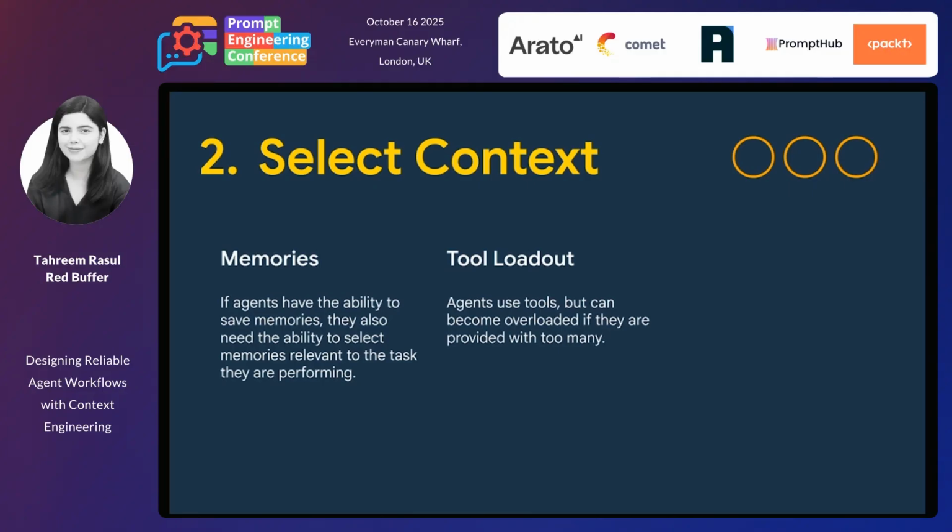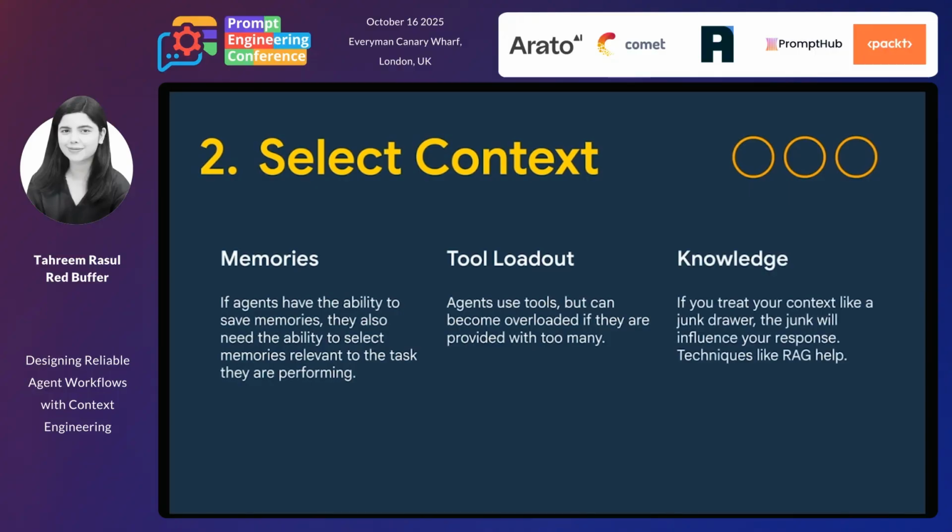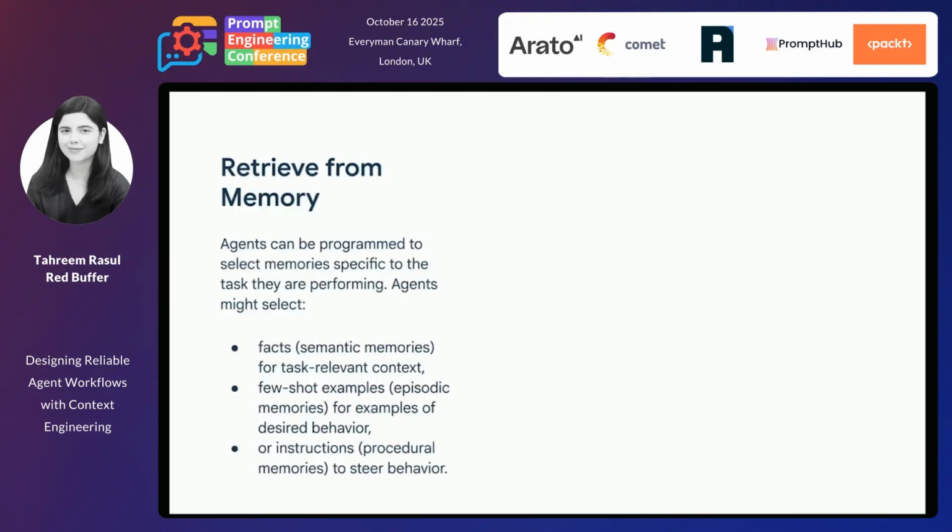So that's the first thing. The second we'll look at is a strategy called tool loadout. Agents use tools, but they can become overloaded if you supply too many tools. So what is a way to handle that? We'll look into this. And the third is around knowledge. If you have external databases, how do you retrieve from them effectively? But yeah, if you treat your context like a junk drawer, the junk will influence your response. That's the basic idea with a lot of context engineering.